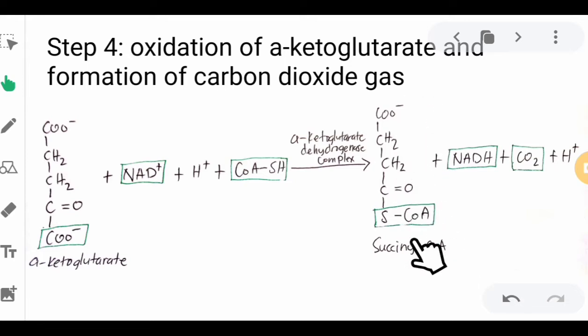So you will now have here the succinyl-CoA, or succinyl coenzyme A, plus the reduced form of nicotinamide adenine dinucleotide, plus the carbon dioxide gas from the COO, or from the carboxylate, and then plus a free hydrogen ion. Okay, since you only used one hydrogen from the removal here, in which you produced a reduced form. And that is for step 4. You have here the succinyl-CoA as product.